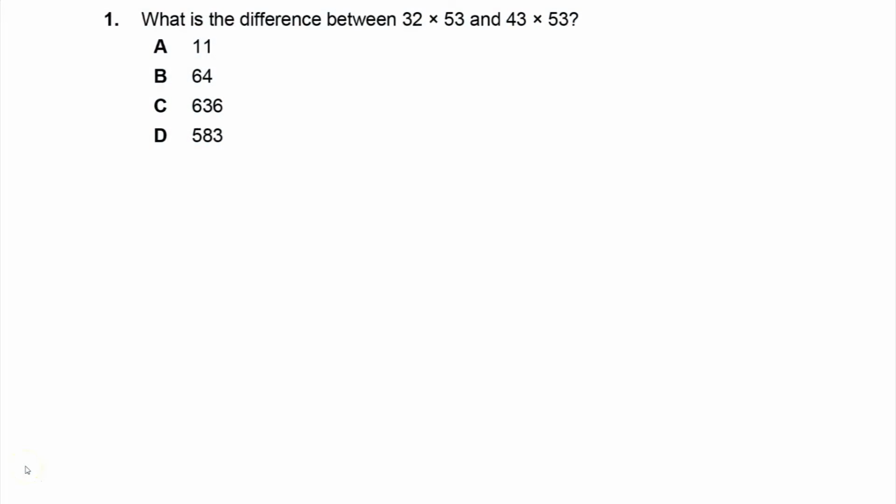What is the difference between 32 times 53 and 43 times 53? The key to solving this problem is to notice that both numbers are being multiplied by the same factor of 53. That means we really only need to focus on the 32 and the 43. The difference between those two is 43 minus 32. Remember, we're subtracting when we hear the word difference, so 43 minus 32 is 11.